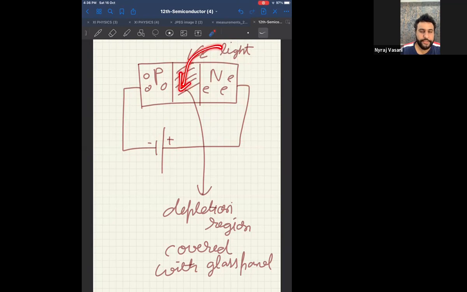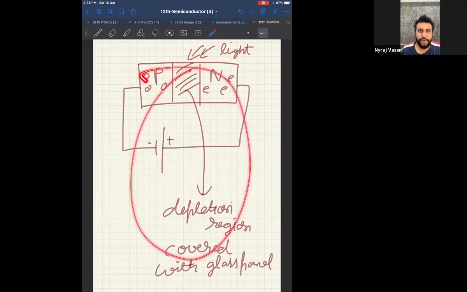So when light enters the glass panel, holes and electrons get that extra energy. And since they get that extra energy, they come towards each other and then they combine. Since holes and electrons are combining, a little bit of current is generated. That current is generated purely because of light and not because of the battery, because the battery is kept in reverse bias. That is why this is called the photodiode logic. So it works only because of light.